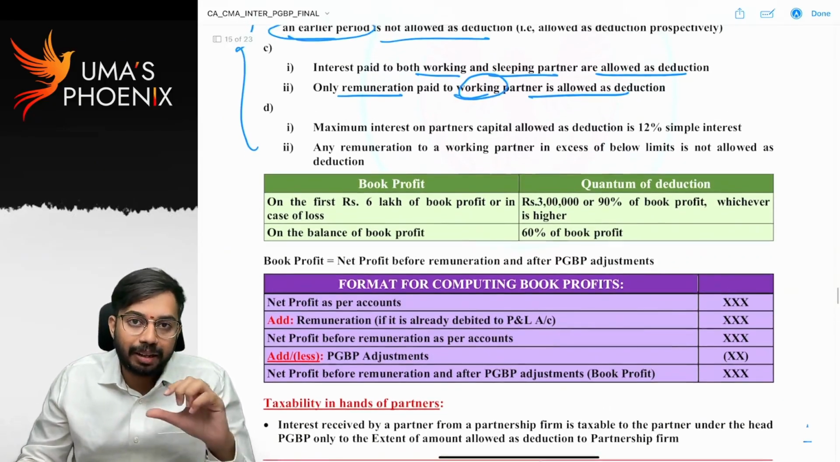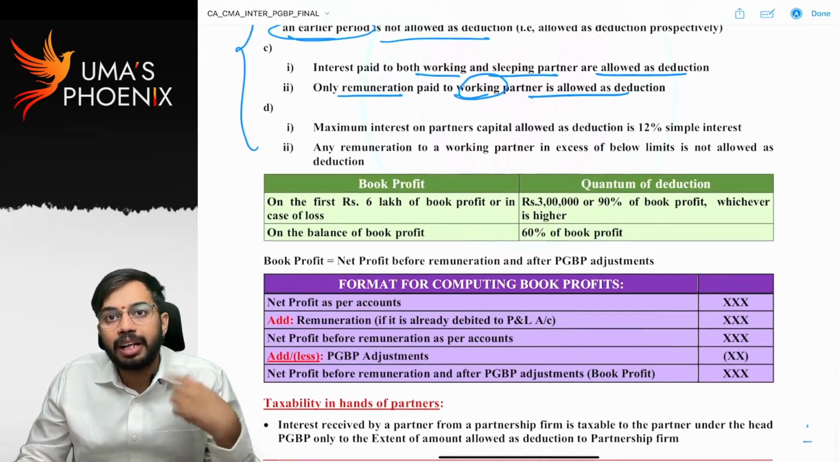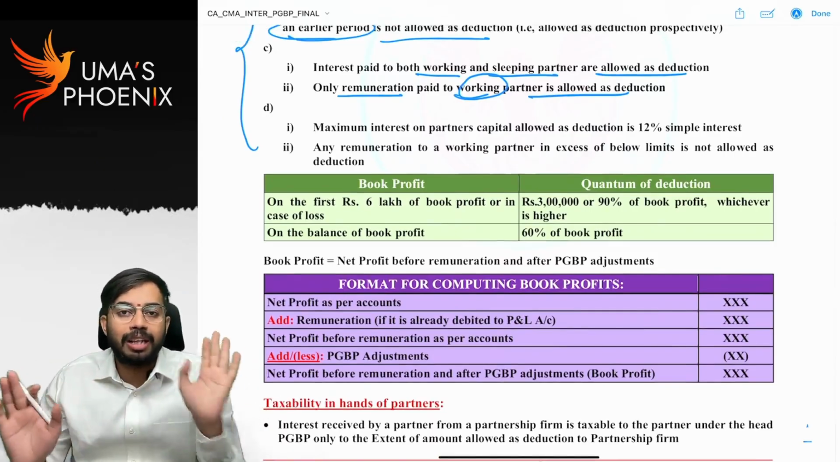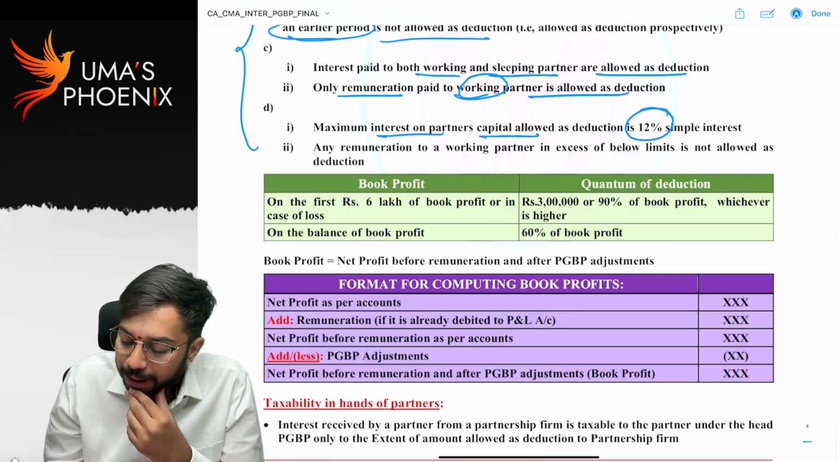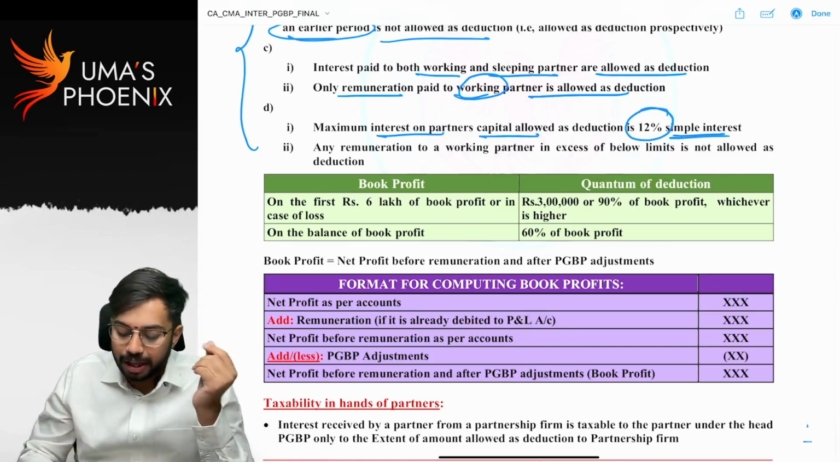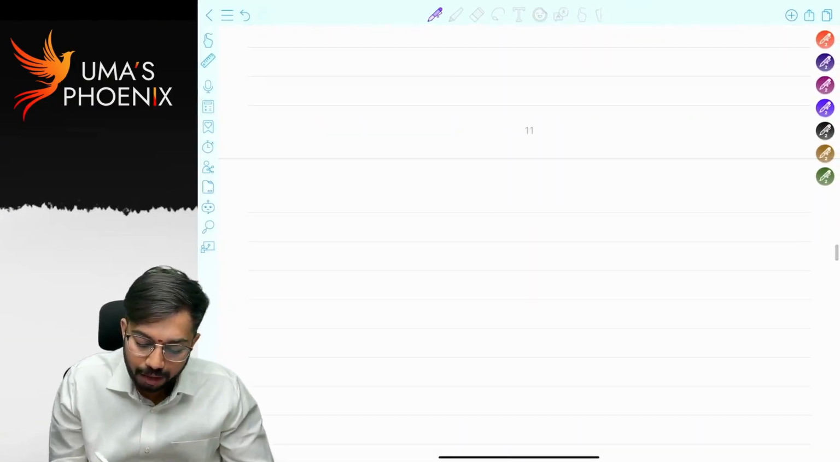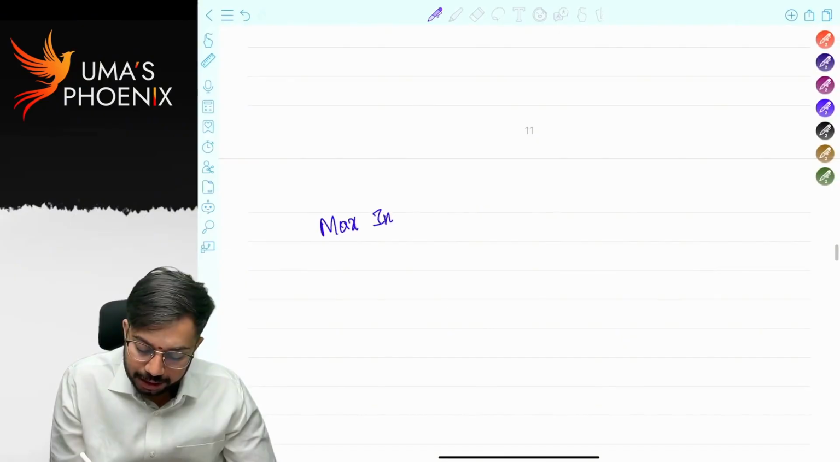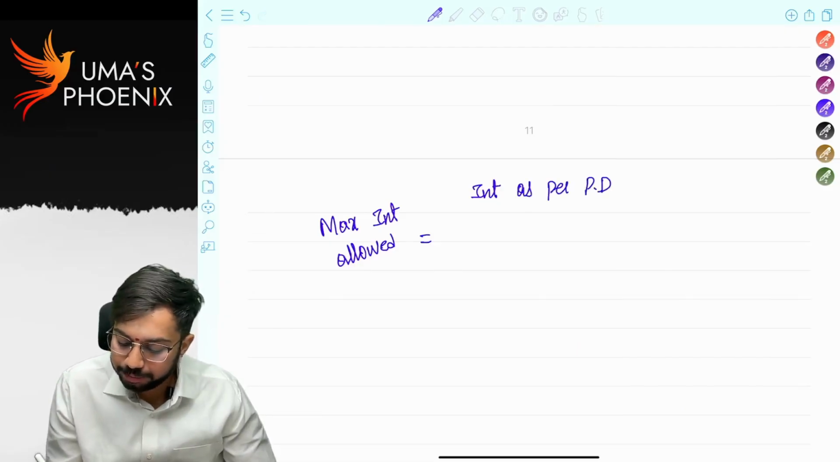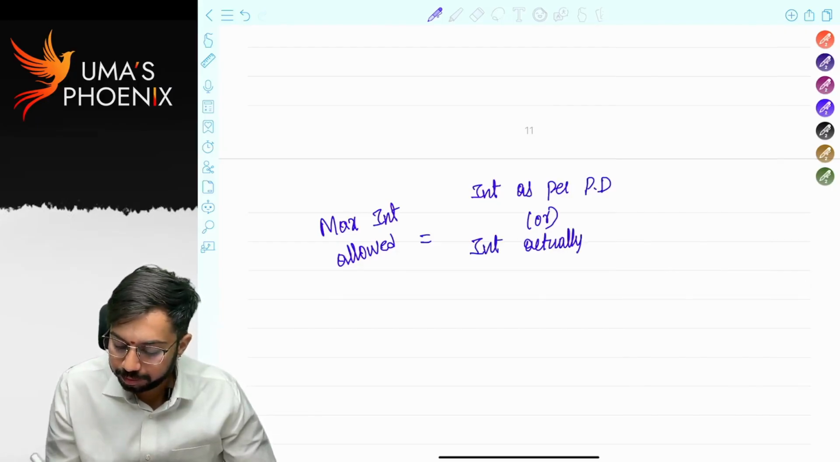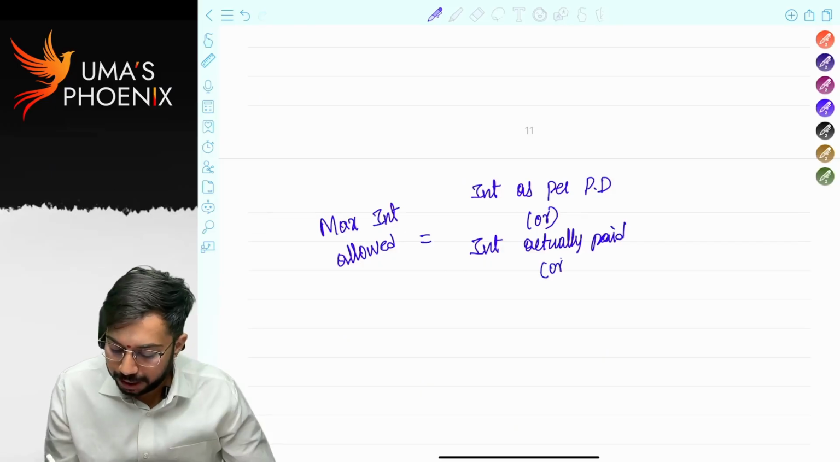Sir, is there any limit? Yes, there are limits. Total interest paid is not allowed as deduction as per the Income Tax Act. Maximum interest on partner's capital allowed is 12% simple interest. Is it clear? So there is a formula. Maximum interest allowed is equal to interest as per partnership deed or interest actually paid or 12% simple interest, whichever is lower.